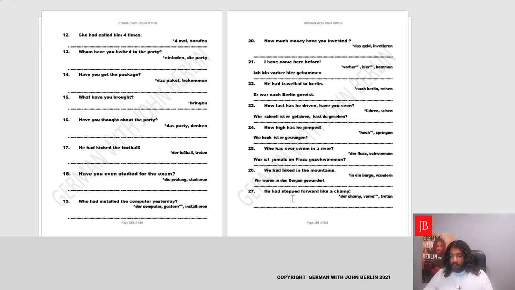He had stepped forward like a champ. Now to step is basically movement, and it has the helping verb sein. Tense is past, so it'll become waren. We'll write it for er.